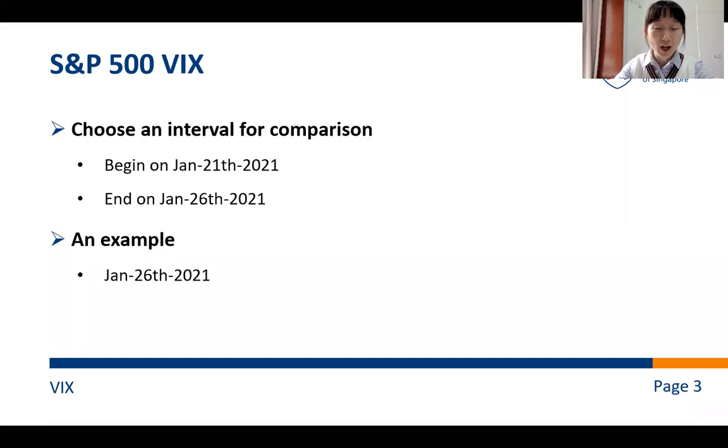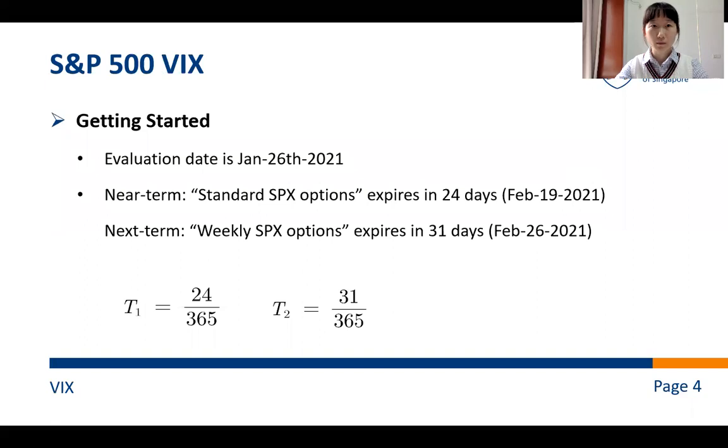In order to check whether our code is correct, we first determine a time period for comparison, which begins on January 21st and ends on January 26th. Let's take January 26th as an example. Record the wicks definition. We need to choose options which expire on the near term and the next term.